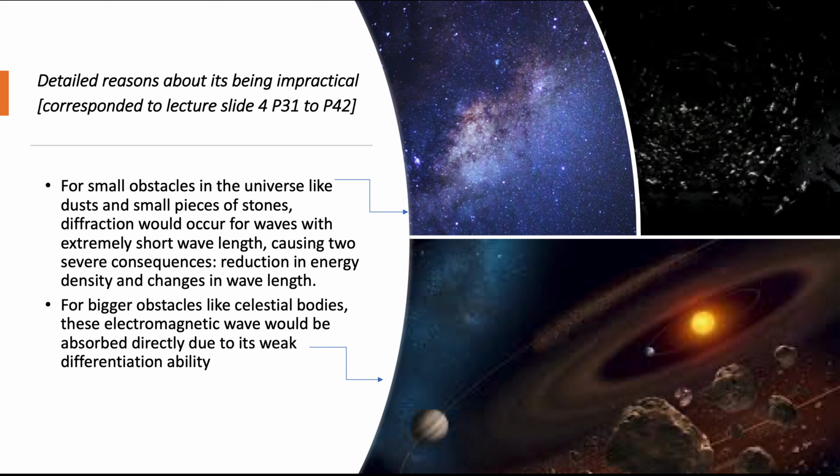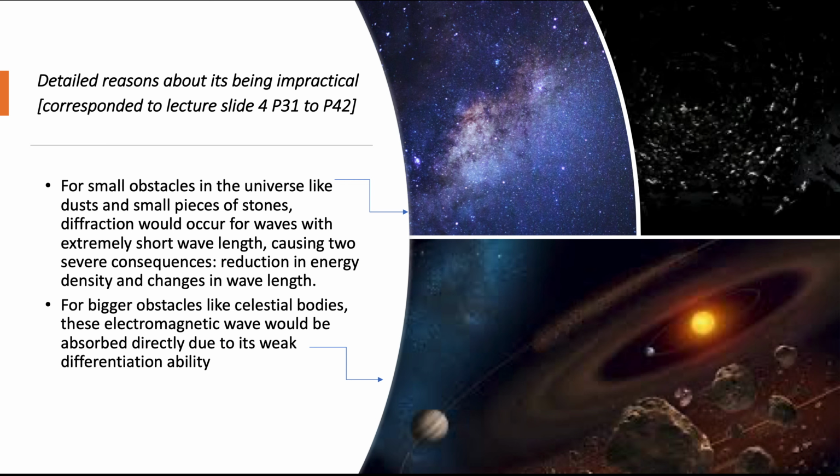We know that in our universe there are small obstacles like dust or small pieces of stones, and bigger obstacles like celestial bodies, like a planet or a star, the sun. If electromagnetic waves with extremely short wavelengths encounter those obstacles, first the small obstacles, they will result in two severe consequences. The first one is reduction in energy, and the second one is changes in wavelength.